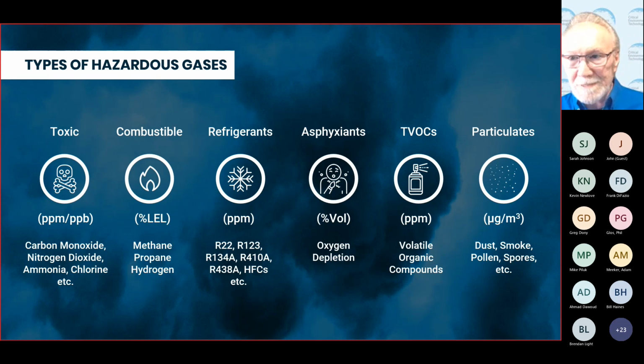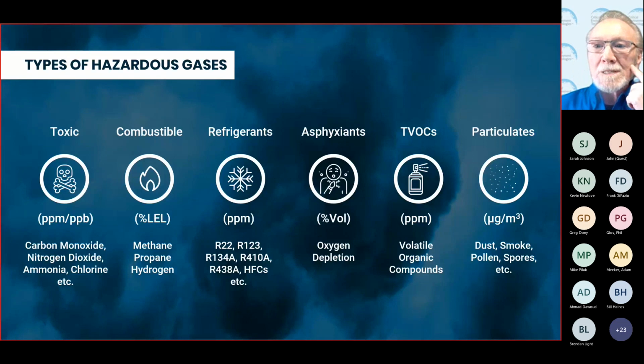Then there's combustible gases. Combustible gases are monitored in percent of their lower explosive limit, or percent LEL. This is the concentration that you do not want to reach in a building envelope, because if that concentration is reached and there's a source of ignition, then there's a possibility of an explosion or a fire. Combustible gases include methane, propane, and hydrogen that's created from the charging of lead acid batteries. And there's quite a list of combustible gases as well.